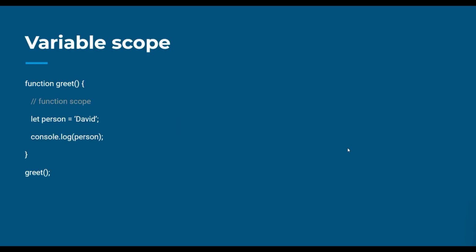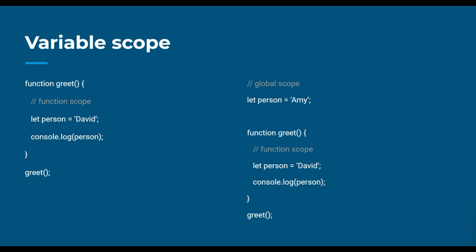Local variables are declared within a function and can only be accessed within that function. Meanwhile, global variables are declared outside of any function and can be accessed from anywhere in the code.